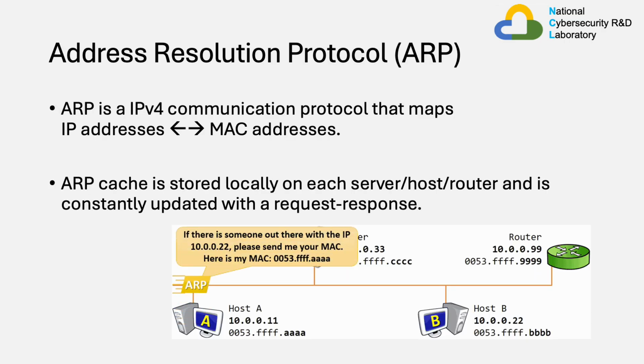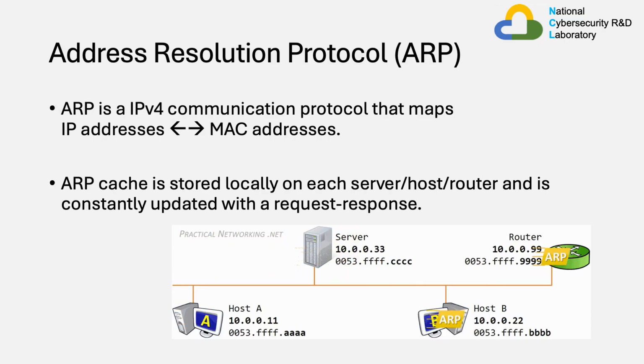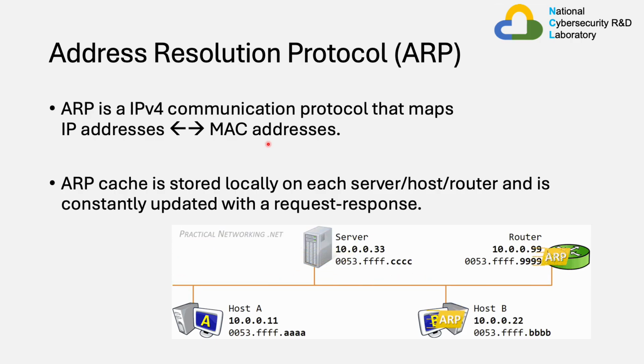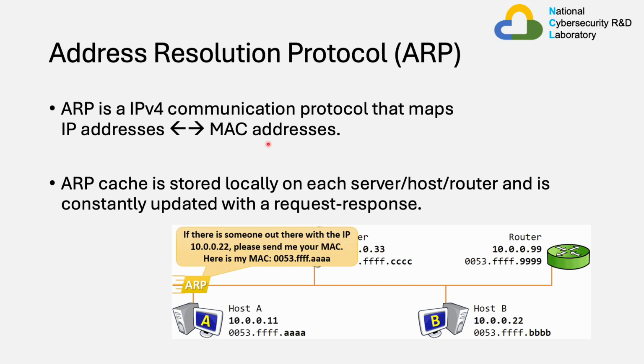Moving on to ARP, the Address Resolution Protocol is a communication protocol for hosts to map the IP addresses of other hosts to the correct MAC addresses. While IP addresses help devices find each other across networks, the actual delivery of data within a local network relies on MAC addresses. This mapping of IP to MAC is stored locally in the ARP cache.